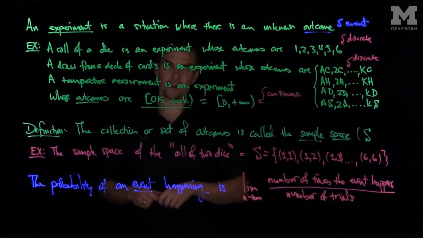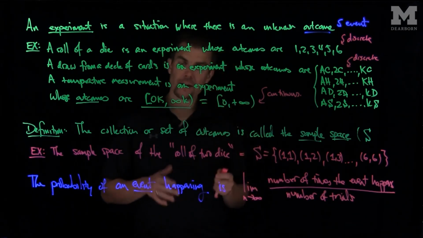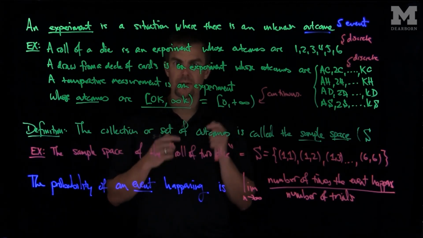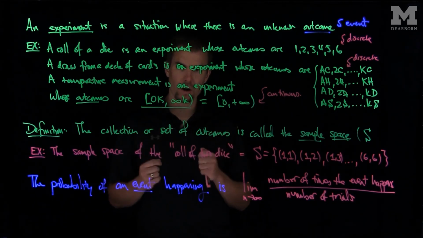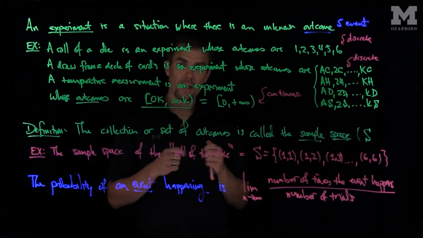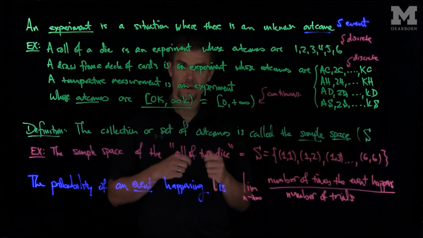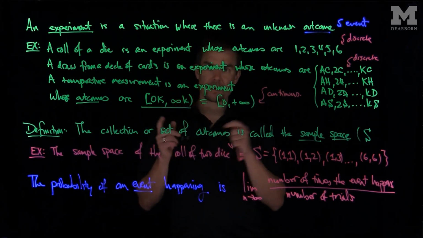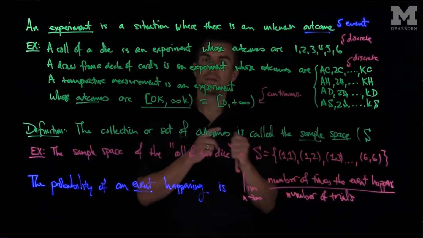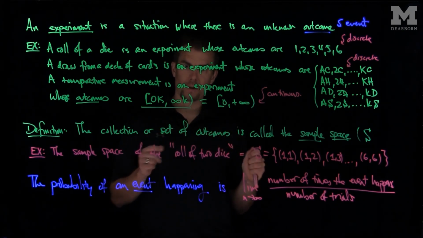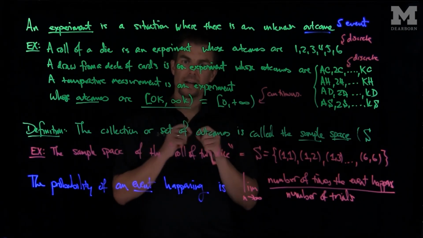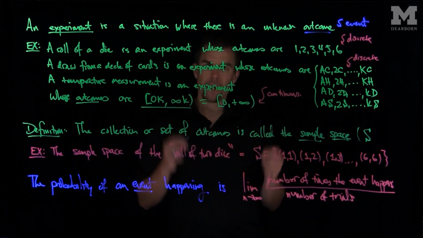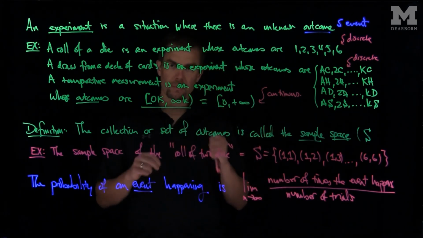So if you perform an experiment 100 times, and you only find that 10 of the times the event happens, the approximate probability is 10 over 100, or 1 over 10. If you perform the experiment 1,000,000 times, and it happens 10,000 times, then the probability is 10,000 over 1,000,000, or 0.01. And as the denominator gets really, really large, as n goes to infinity, that becomes the actual probability. So the probability is defined as a limit.